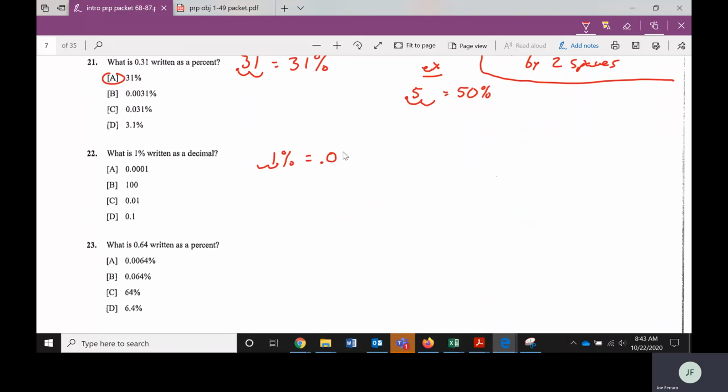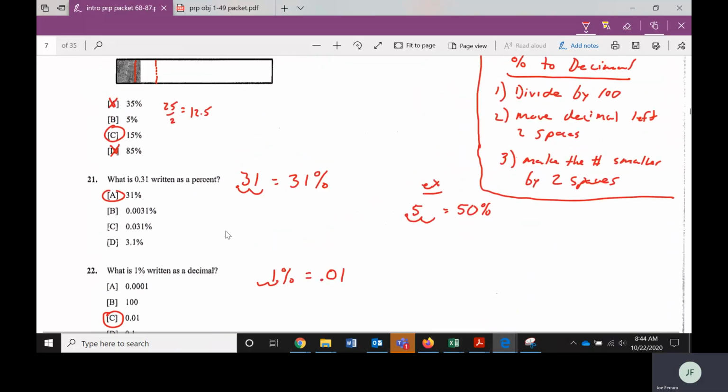So this is 0.01. That would be our answer. Now there's a lot of other ones that look similar here, so just take your time and do that correctly. So 1% would be 0.01.